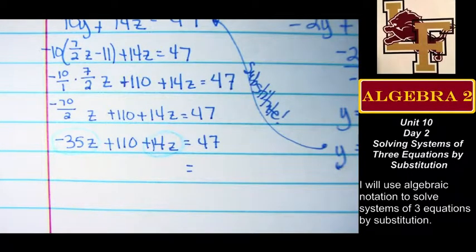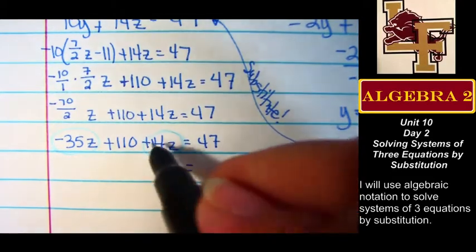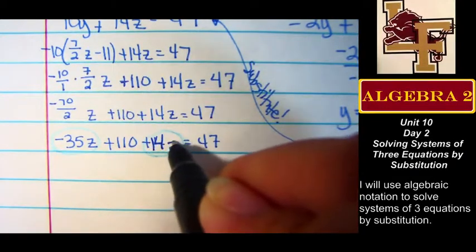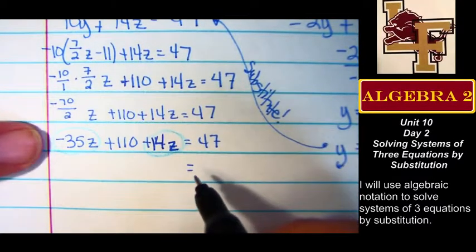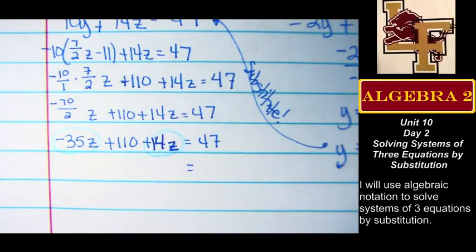I'm really blind. I thought that said 142. That's why I said 252. So this is a 14z. So I need help. Negative 35 plus 14.